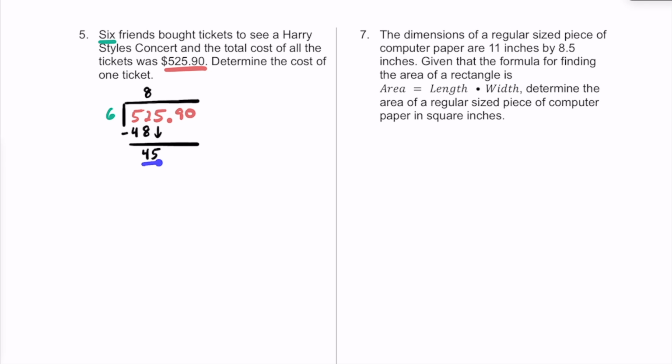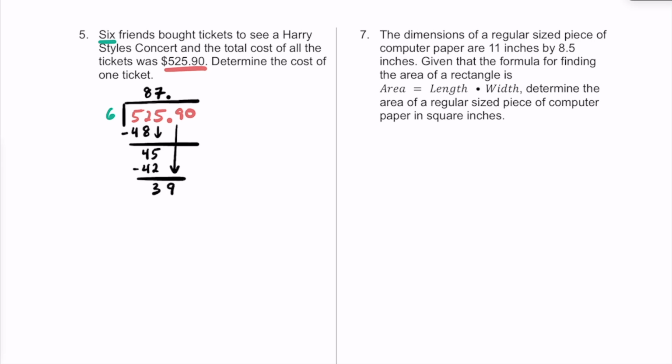So 6 going into 45, well, 6 times 7 is 42, which is as close as we can get, I believe. So let's go ahead and put a 7 up here. 7 times 6 is going to be 42. If we go and subtract here, the remainder is 3, which is less than 6. Again, that is a good thing. Let's go ahead and bring this 9 down. This 9 is going to join the 3 to make 39.